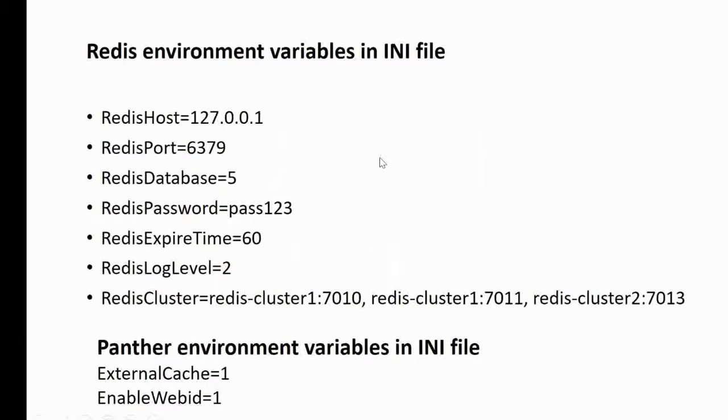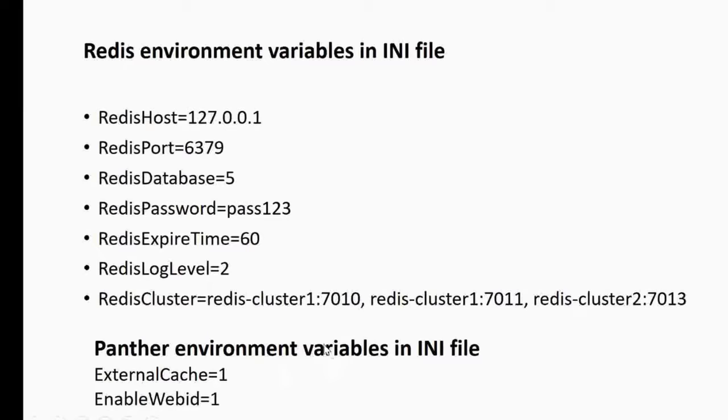To enable this in the Panther Web ini file, here you can see the Redis cluster variable you need to define. This is the name of the machine, or you can also specify the IP address of the machine, colon, and the port number, and with a comma you can specify multiple port numbers here, and you also need to enable the external cache as 1, and you need to enable the web ID as 1.